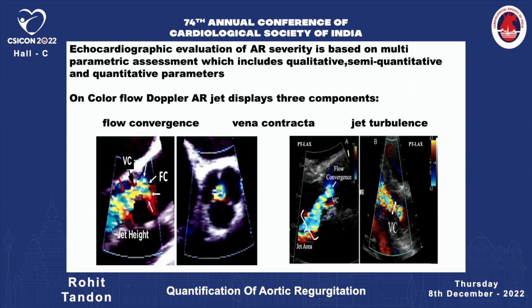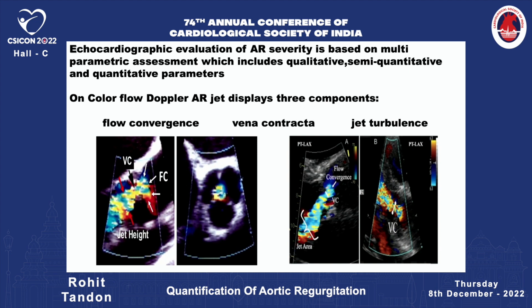For the vena contracta, you can also use the hide color mode. When you use the hide color mode, the color jet is off, and then you can see exactly where the leaflet position is, and then you can again put the color jet on and see the vena contracta.